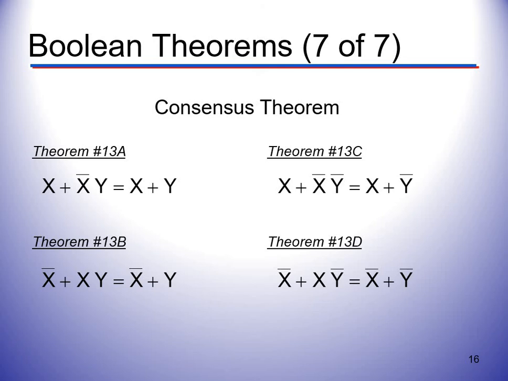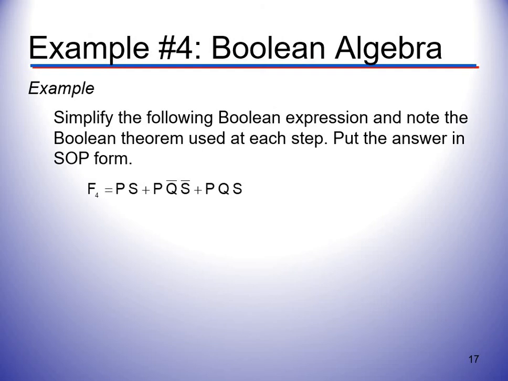So let's do a Boolean expression that involves a consensus theorem. Make sure that you write all these down. We have F4 equals PS or P not Q not S or PQS. Doesn't look like we have a lot of simplifying going on within itself, right? There's not a letter next to itself or next to its bar.